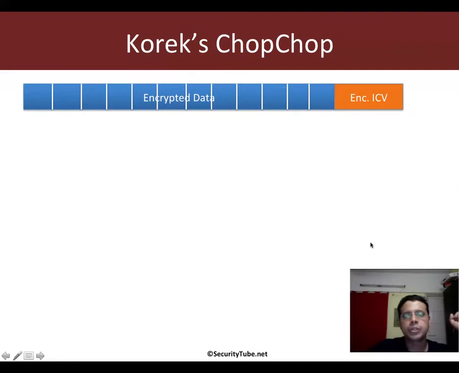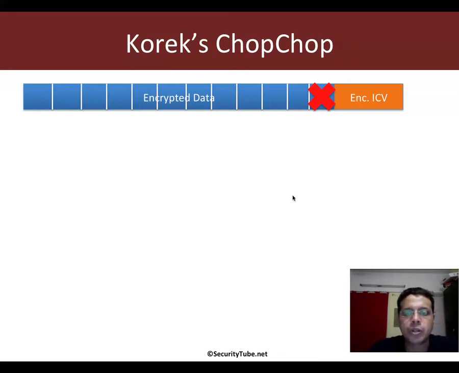So how does the KoreK chop chop attack work? Well, this also utilizes the message modification vulnerability. Imagine that this is the entire encrypted packet. Currently, the attacker has no idea about the key and hence cannot decrypt this packet by himself. So what the chop chop attack does is take this encrypted packet along with the ICV and first chop off the last byte of the packet, just before the ICV. This is the last byte of the actual data inside the WEP packet.